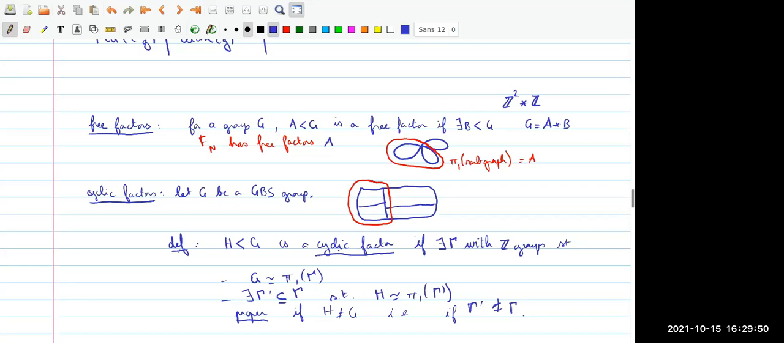And here, when I say cyclic factor, the free is the star here. And when I say a cyclic factor, what you can have in mind is an amalgamated product, A star B above Z, where there is a cyclic group. Actually, my cyclic factor will never be a cyclic group. In the context of GBS groups, cyclic groups are sort of the analog of the trivial group in a free group. So that's about cyclic factors.